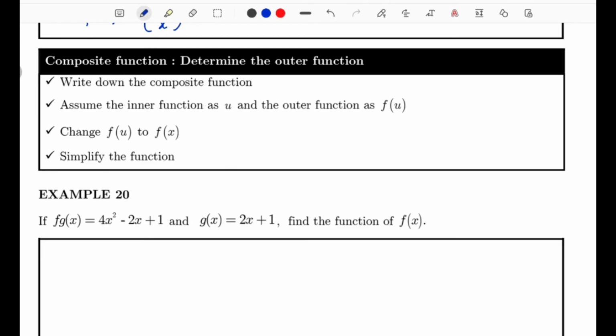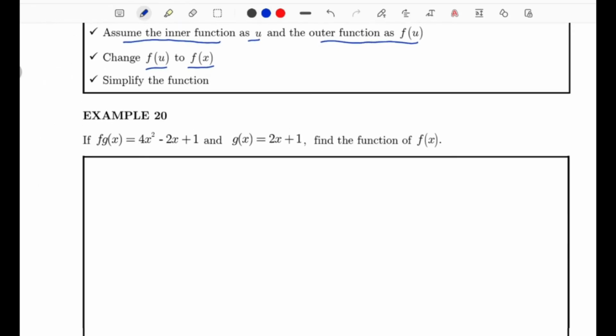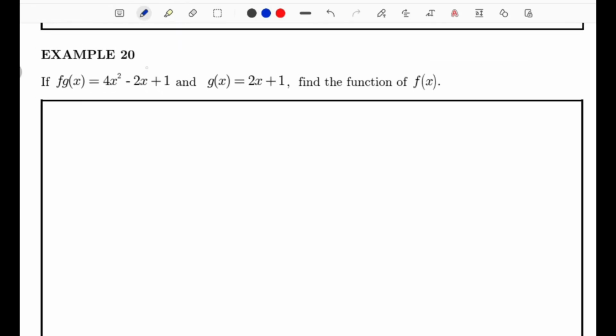Next, composite function. Determine the outer function. To find the outer function, we need to write down the composite function, assume the inner function as u and the outer function as f(u). Change f(u) to f(x) and then simplify the function. So the first step is to write down the composite function, which is f of g(x), and then substitute, write down g, which is 2x plus 1.